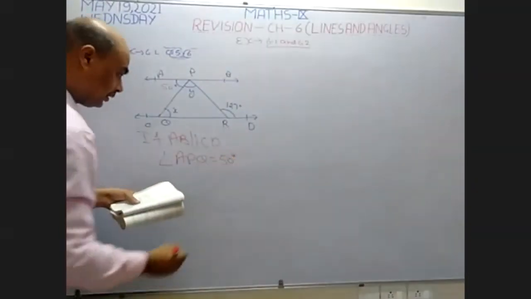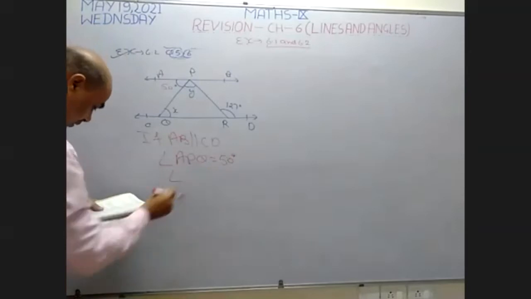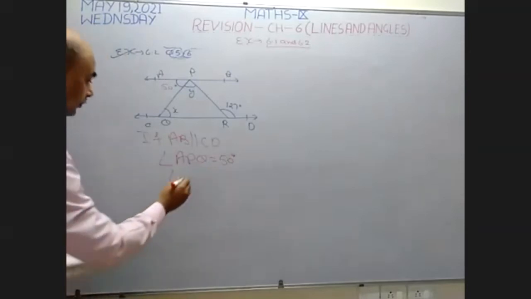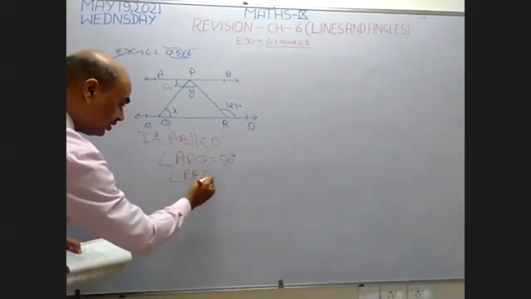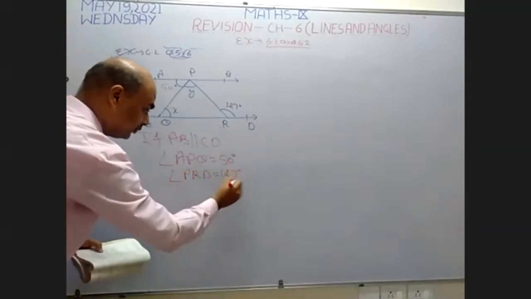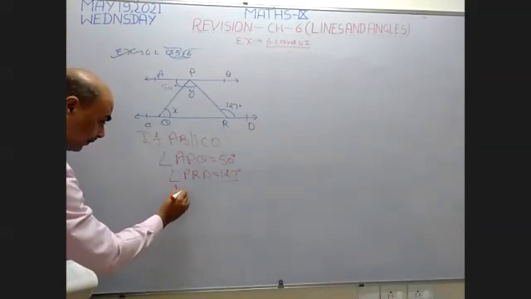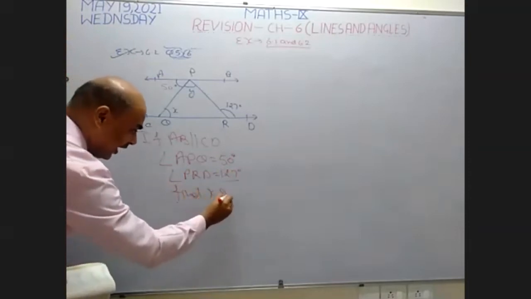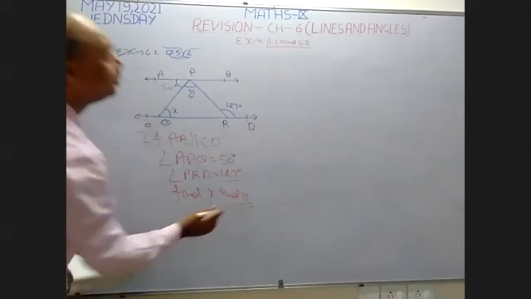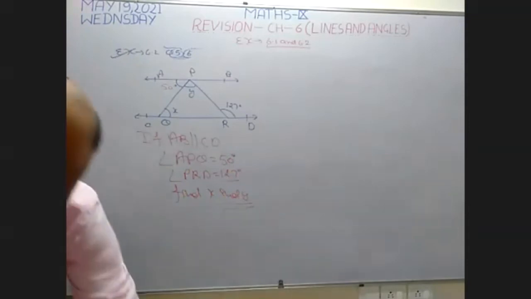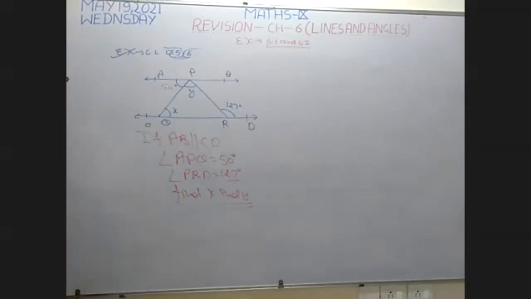After that, angle PRD is given 127 degrees. In this question, we have to find the value of X and Y. This is your question. Now, see what is given.